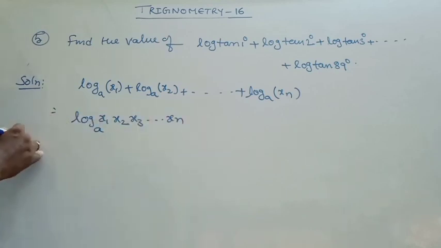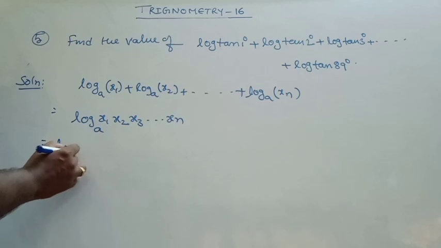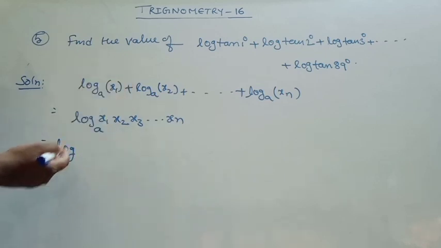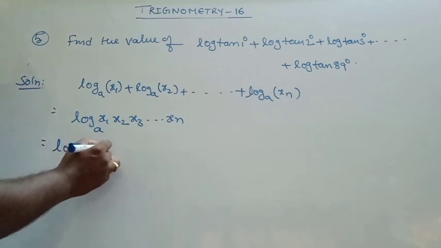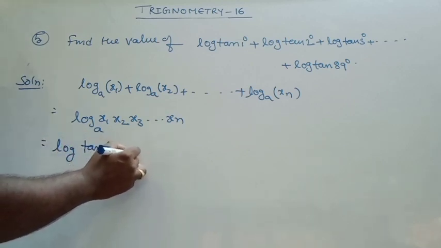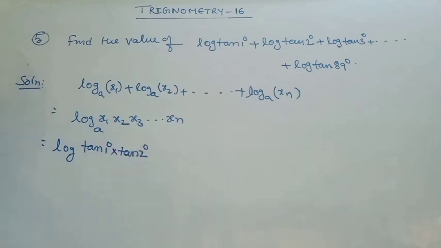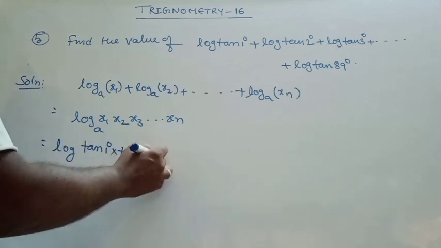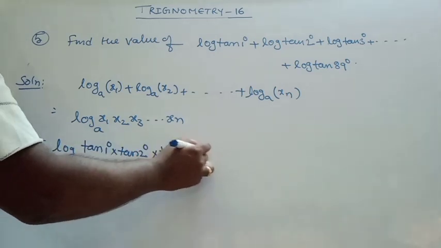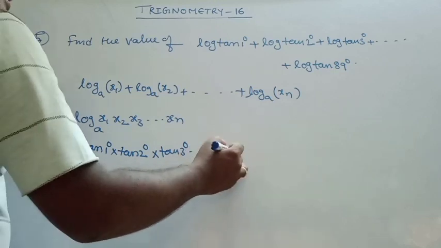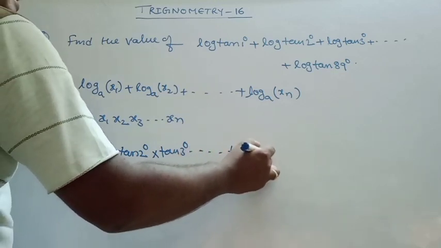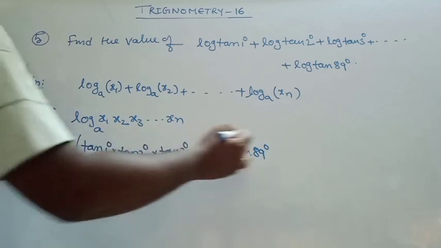Therefore our problem on the left hand side, we can write using this particular result as log, and if nothing is mentioned, it means to the base 10, or to the base e, no problem. This is now log of tan 1 degree into tan 2 degrees into tan 3 degrees, and so on up to tan 89 degrees, like this.